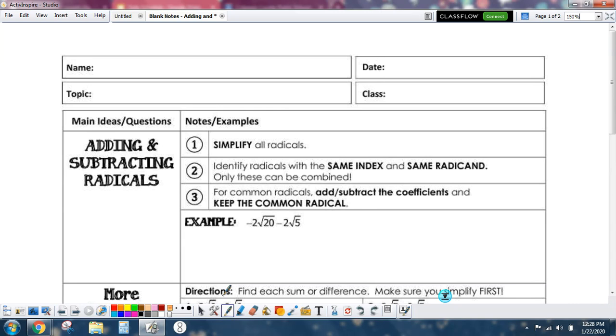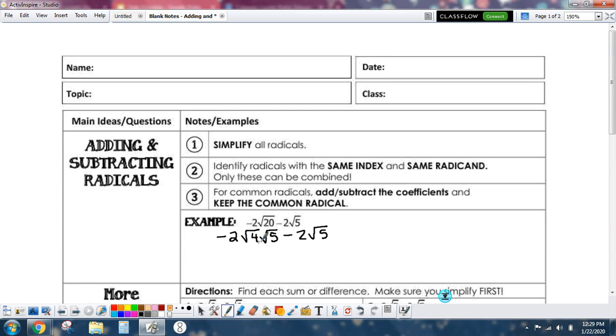So our example here, we have negative 2 square roots of 20 minus 2 square roots of 5. Step 1 is to simplify all radicals. So 5 is as simple as I can go. There's no perfect squares that will go into 5. However, there is a perfect square that goes into 20, and I know that's 4. So I'm going to go ahead and rewrite this. So I have negative 2 square roots of 4 times the square root of 5, because 4 times 5 is 20. And then I have my minus 2 square roots of 5.